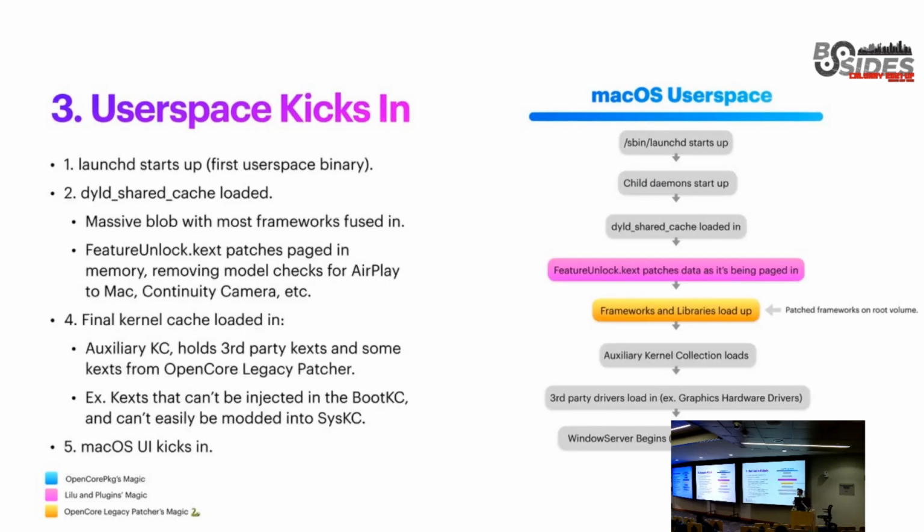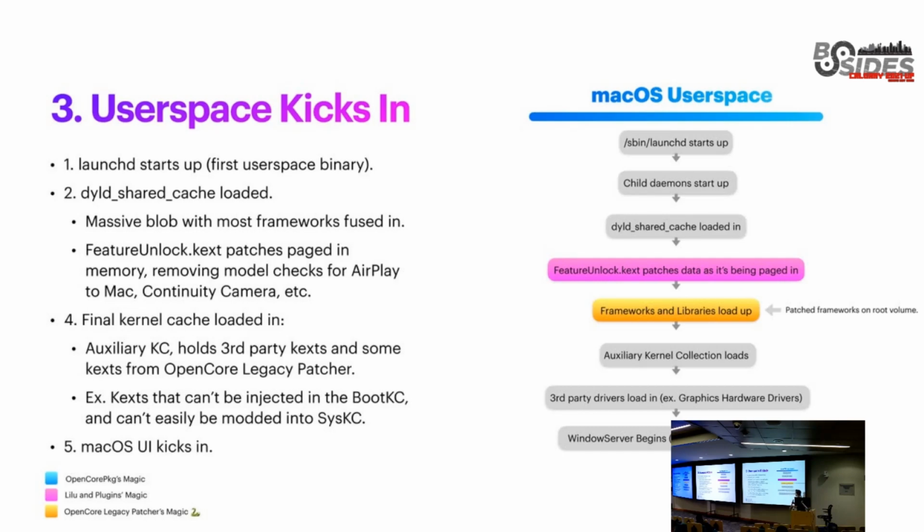So then let's look at how user space starts up. We have the very first user space binary in macOS, launchd, and this is going to load the dyld shared cache. This file is, in a sense, a giant blob of tons of frameworks in macOS all merged into one. This is where FeatureUnlock is listening for when it's being paged in from disk into memory. It's going to look and see, hey, I see AirPlaySupport.framework. Hey, you have that arbitrary model check. Rip it out. And then it loads in.